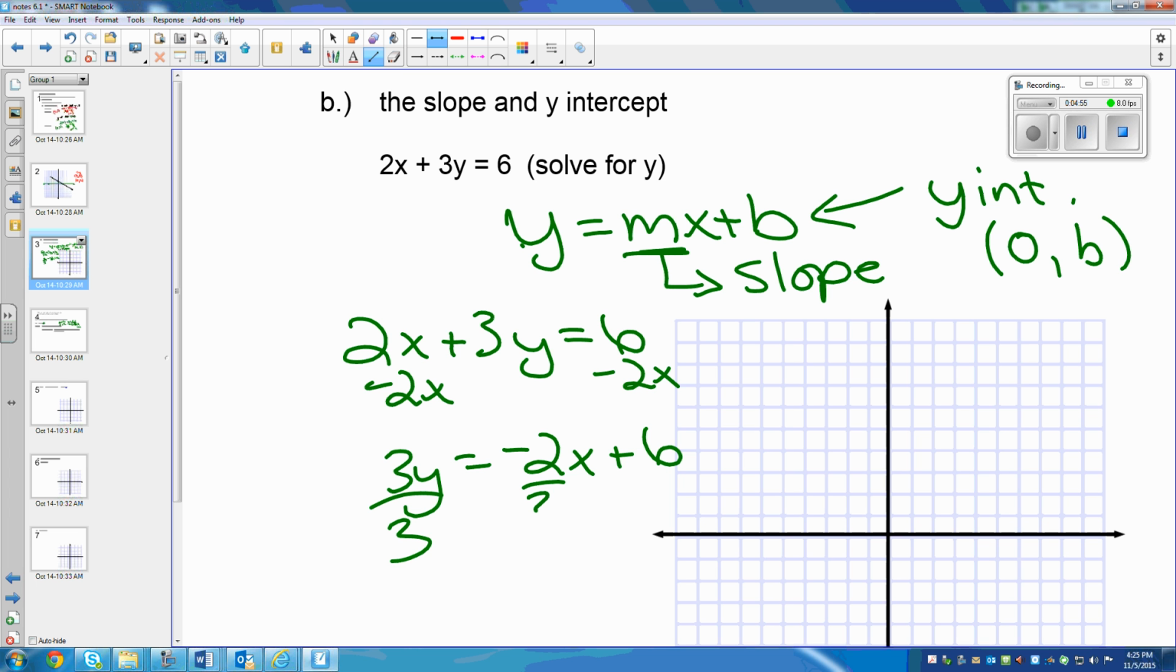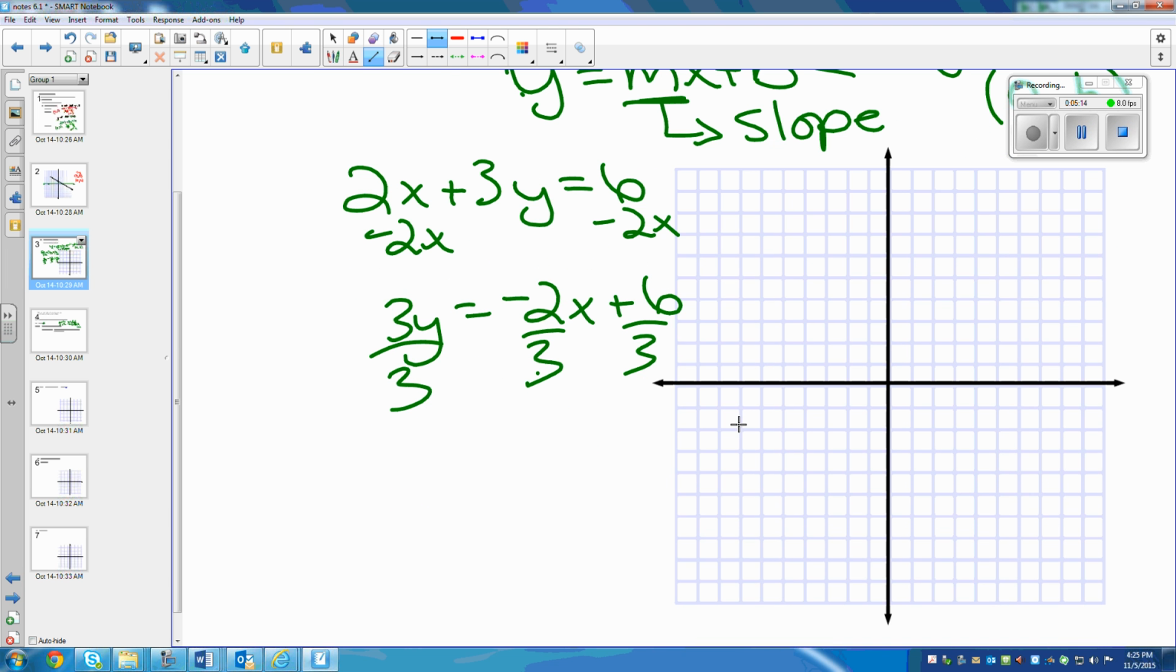When you divide by 3, each term gets divided by 3. Some people will put divide by 3 over everything and then forget, they'll only do the slope, negative 2/3, and then they'll put plus 6. But it's not. It's negative 2/3 x plus 2. So when we finish dividing by 3, we end up with y is equal to negative 2/3 x plus 2.